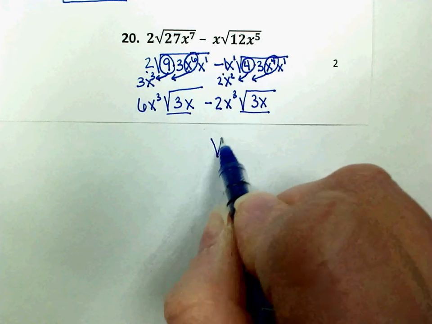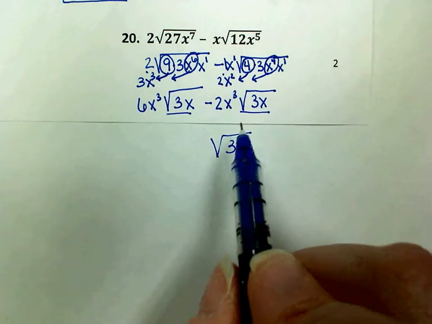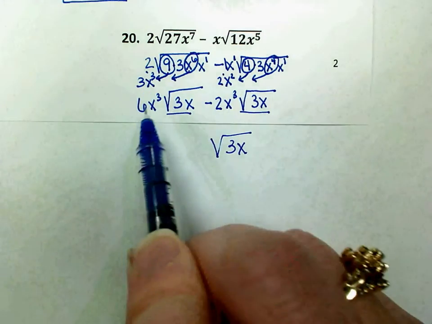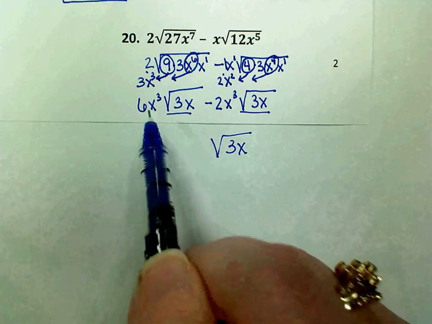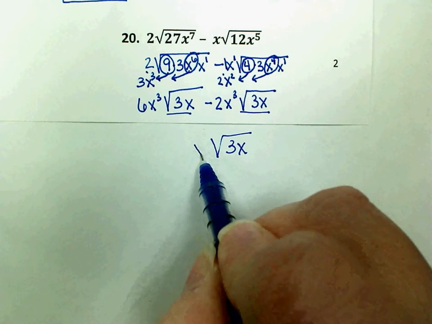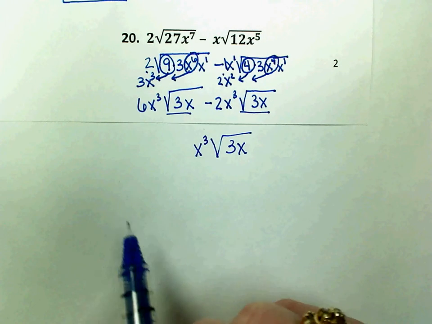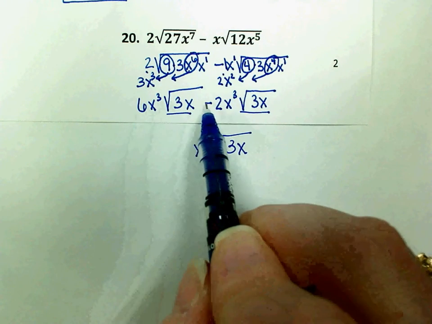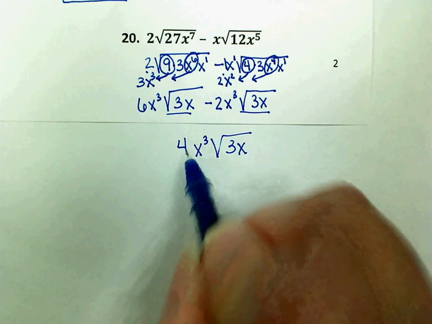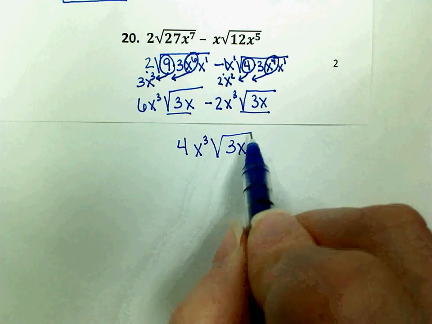So our answer is going to be a square root of 3x. We need to know how many of them we have. So we look at the numbers in front, which are also like terms. They both have an x to the 3rd. So remember, that's still going to be an x to the 3rd. It's just how many of them do you have? And you have 6 minus 2 of them, which is 4. So your answer is 4x to the 3rd square roots of 3x.